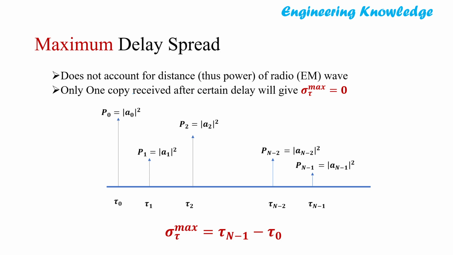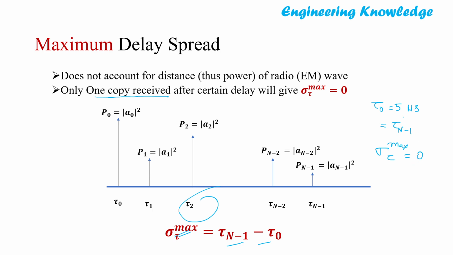So suppose only one component is received, and the first component, tau naught, happens to be at 5 microseconds. It is coming from a larger distance, so it comes after a time of 5 microseconds. But in this case, this is the only component. Therefore, it also happens to be tau n minus 1. And in the formulation, you can see that sigma tau max will be tau n minus 1 minus tau naught, and in this case it will therefore be 0.